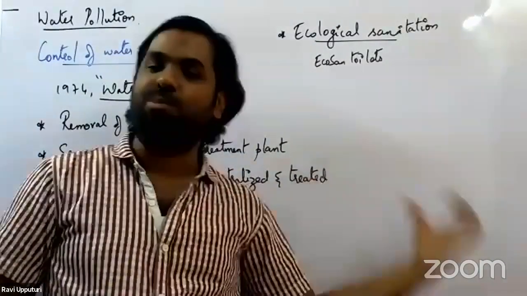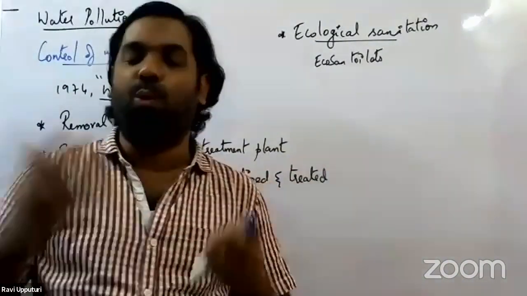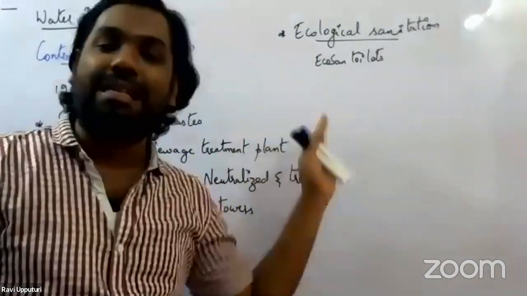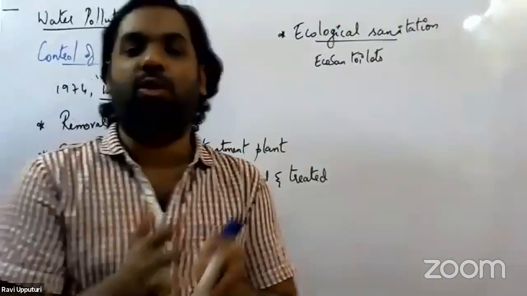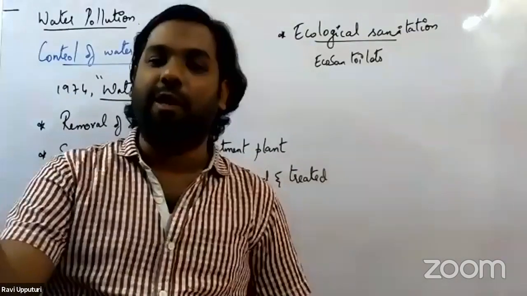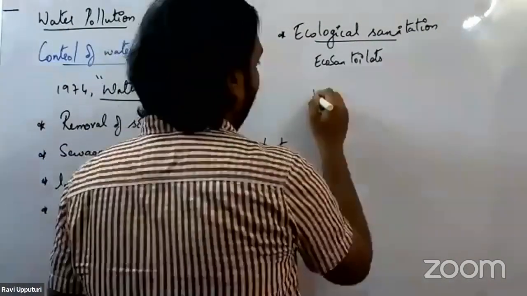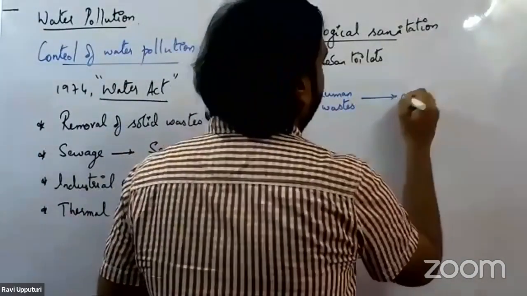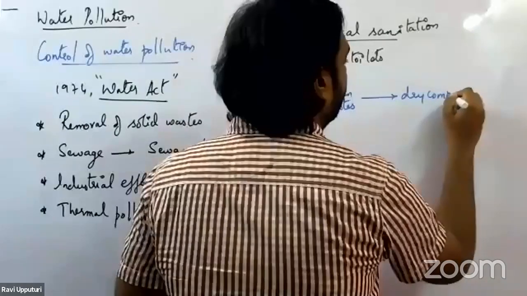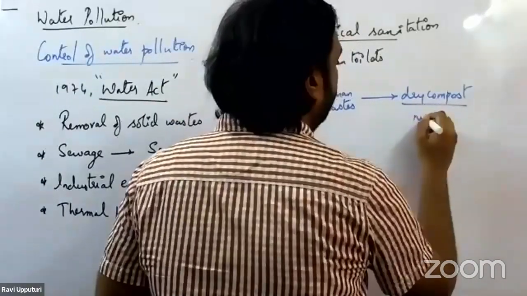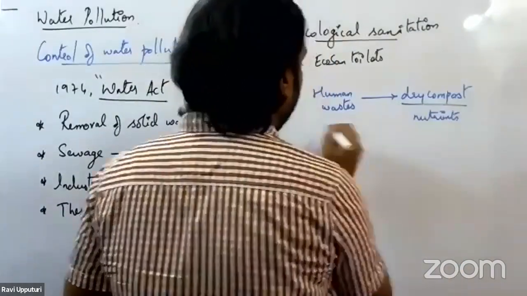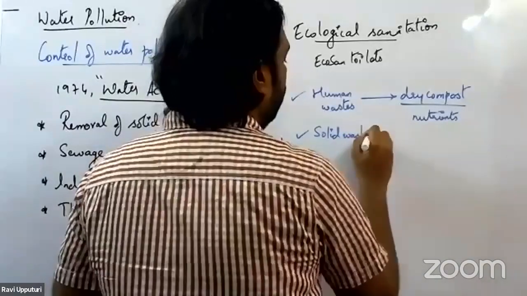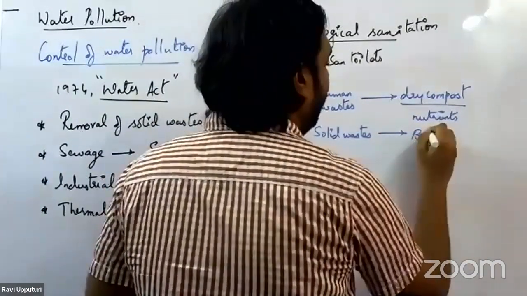So what happens in this condition is that the human waste, mostly the human excreta, is converted into dry compost. It is converted into nutrients, right? So all the human waste through ecological sanitation is converted into dry compost, into nutrients. And whatever solid wastes are there, all of these solid wastes are converted into biofuels.